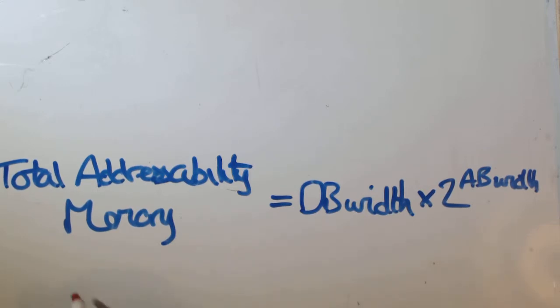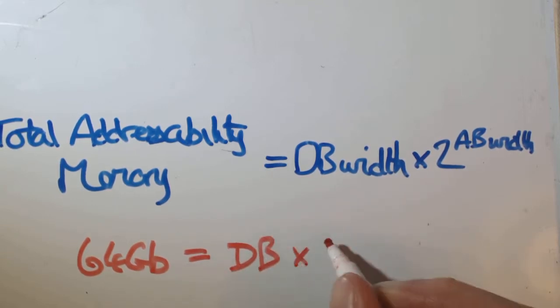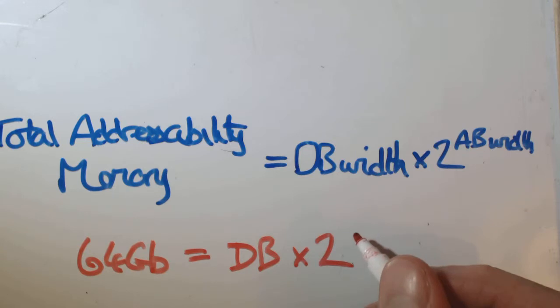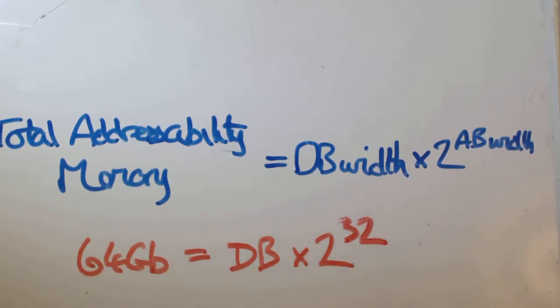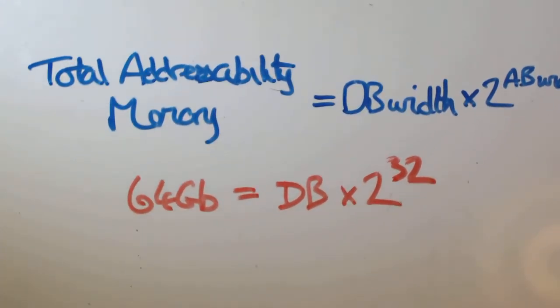What they've done is they've said, well, that is 64 gigabyte. That equals the data bus width, they're still wanting you to work that out, times 2 to the power of the address bus width. And the address bus width is 32. So what you're wanting to do is just find out what data bus width is by getting that number and dividing into that. The good thing with this is just get this into bits, and then you can just divide that number into that, and you'll get the width.